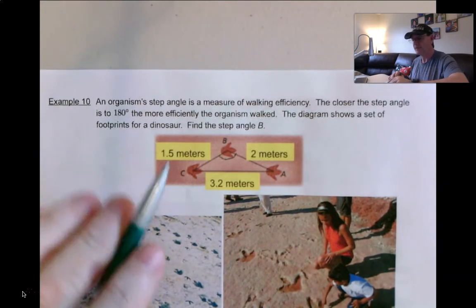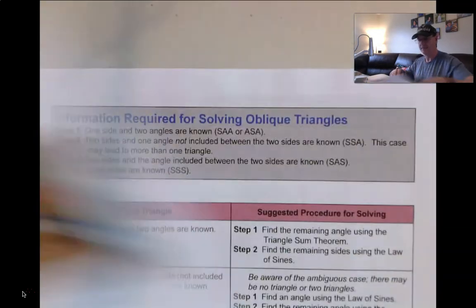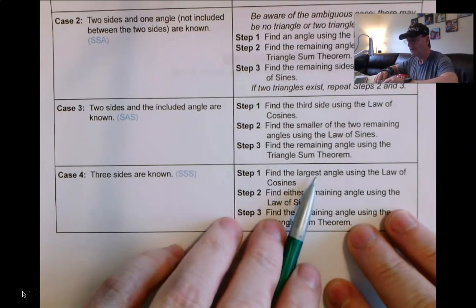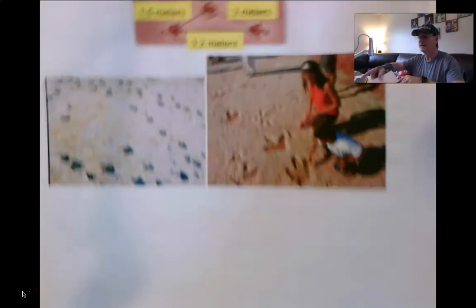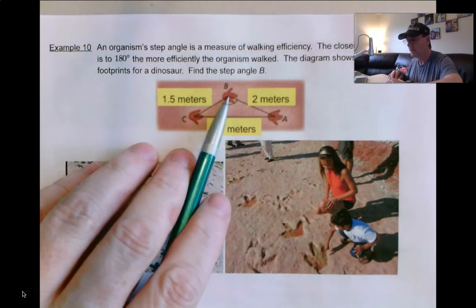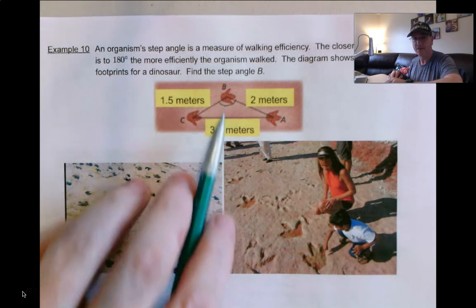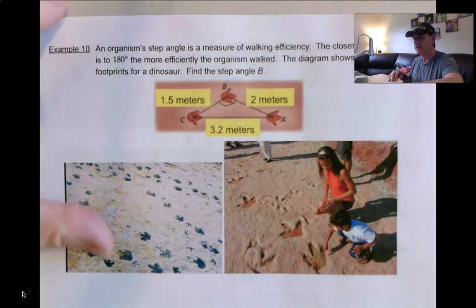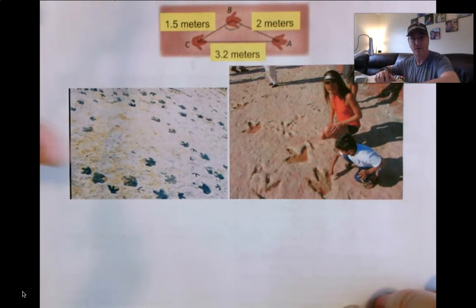Now this is side, side, side, so it is case 4. In case 4, we have to find the largest angle first using the law of cosines. Luckily, the largest angle happens to be angle B. 3.2 meters is opposite angle B, the longest side, so angle B is the largest angle. So our first step is finding angle B, and that's the angle we're looking for.